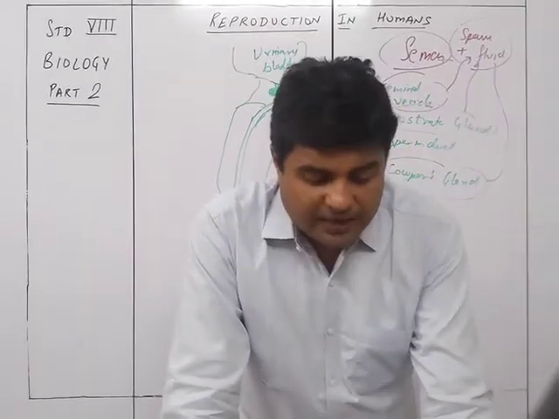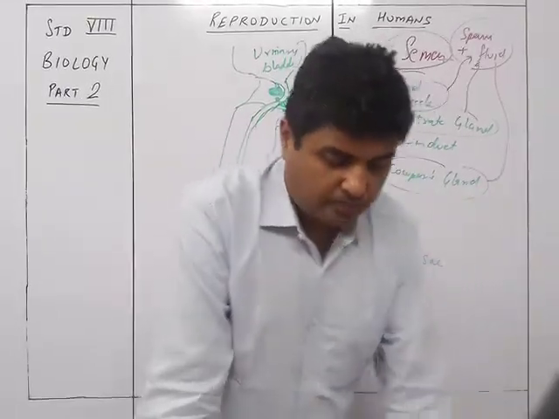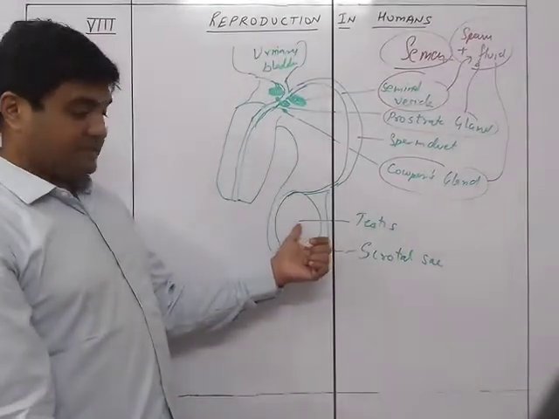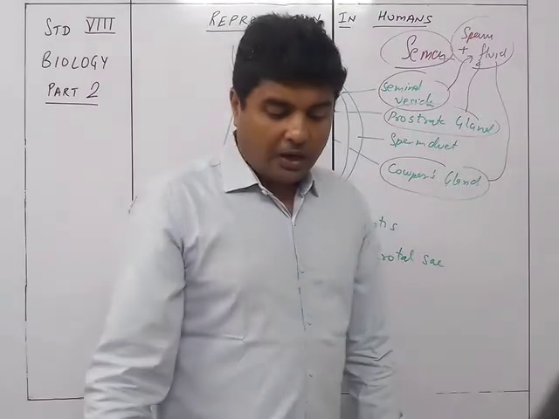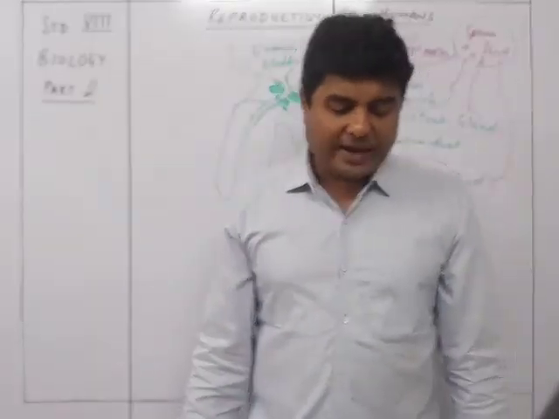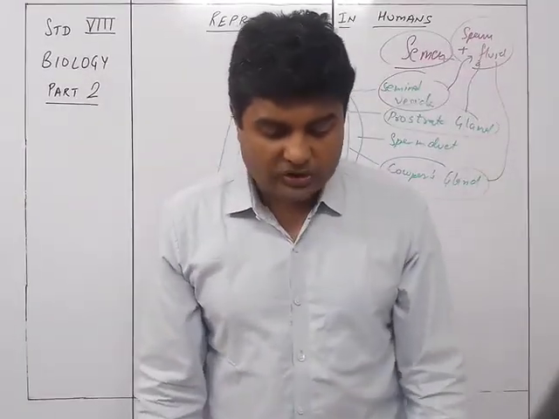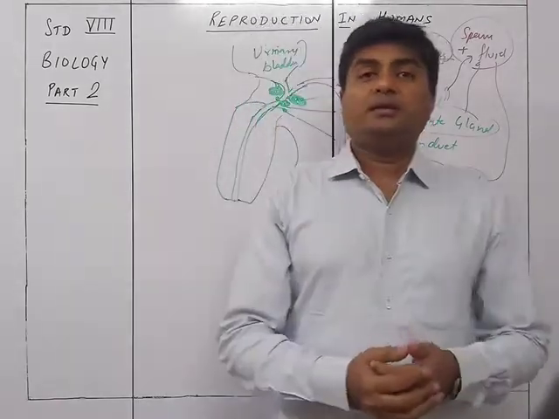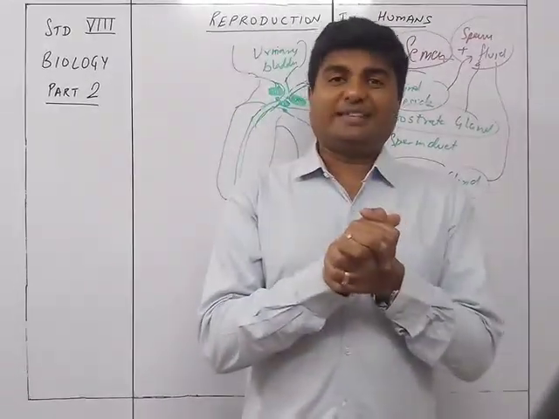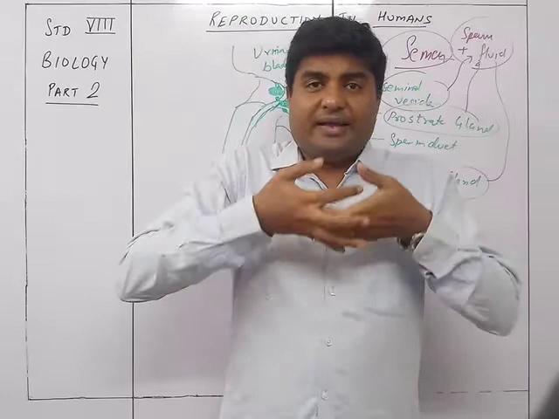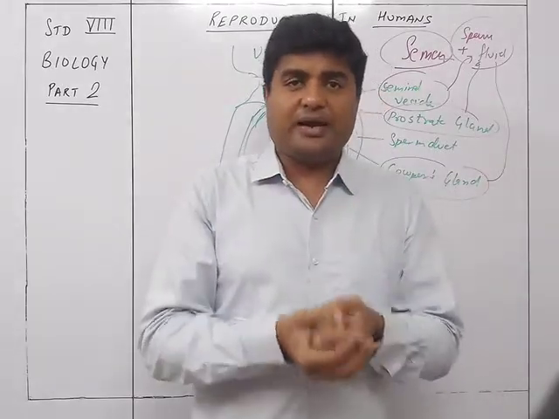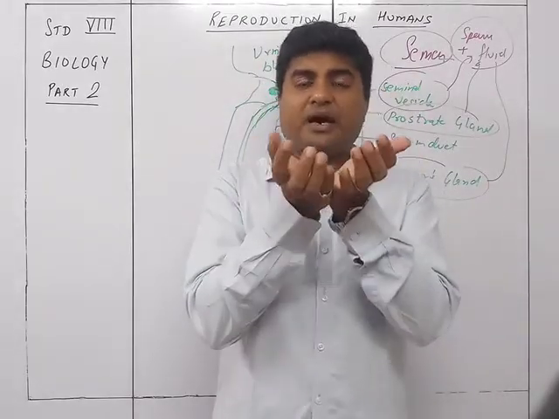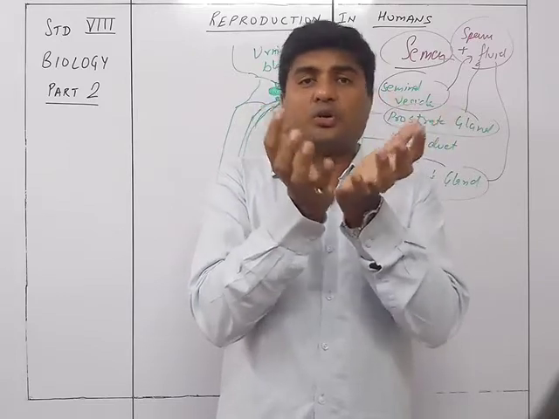Male sperms are produced in testes. So the sperms are produced in the testes. A pair of testes lie outside the abdominal cavity in a sac called scrotum. So see, the testes are not inside the body, they are hanging outside the body. So the two testes are hanging outside the body in a scrotal sac.